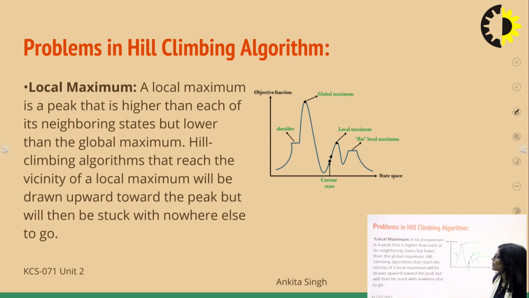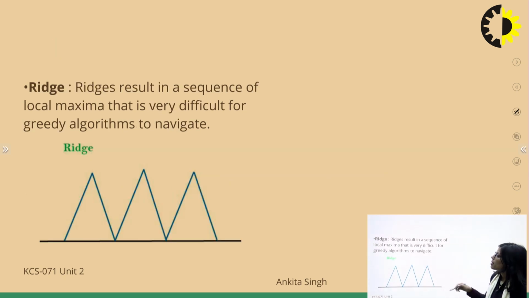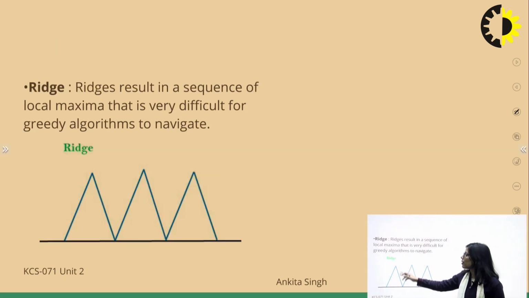First is your local maxima. A local maxima is a peak that is higher than each of its neighboring states but lower than the global maxima. A hill climbing algorithm that reaches the vicinity of a local maximum will be drawn upwards towards the peak but will then be stuck with nowhere else to go. So if I start from here, I will definitely get stuck at the local maxima. A ridge is a sequence of local maxima that is very difficult for a greedy algorithm to navigate. Now suppose I am over here, so it will be difficult to move, right?